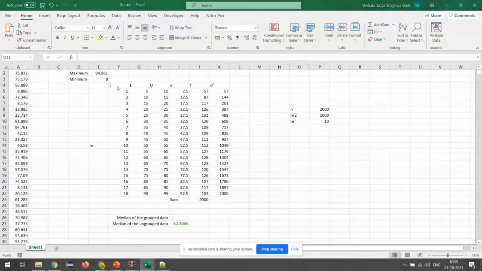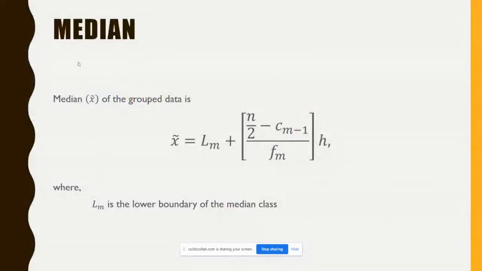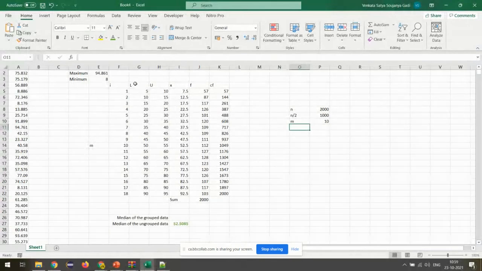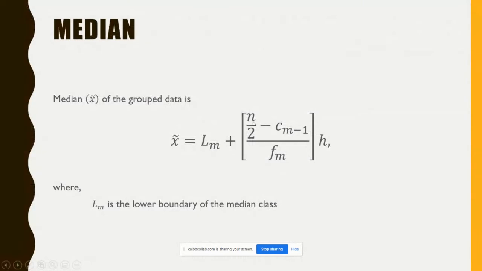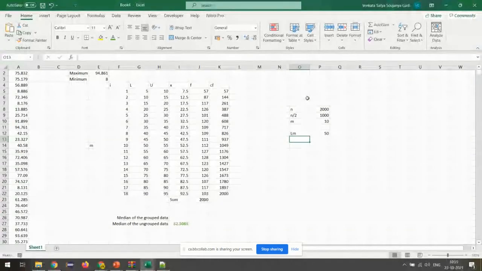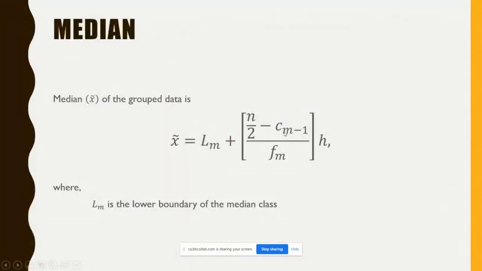So what we need to find? Let us find all the required ones. The median class lower limit. So we have lower limits here. The median class lower limit is 50. So we say median class lower limit is 50. And then we need n by 2. We already have n by 2. I don't have to calculate.